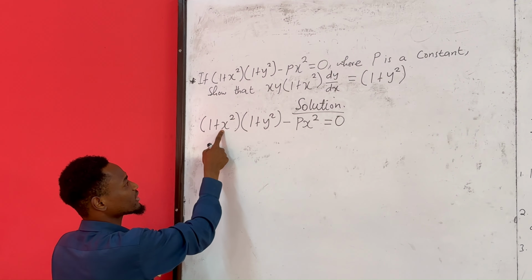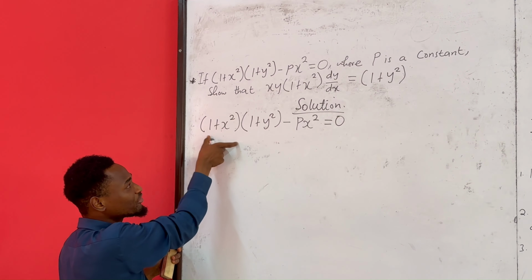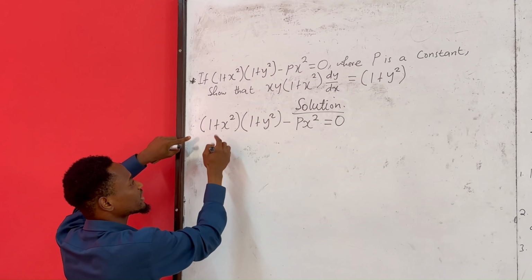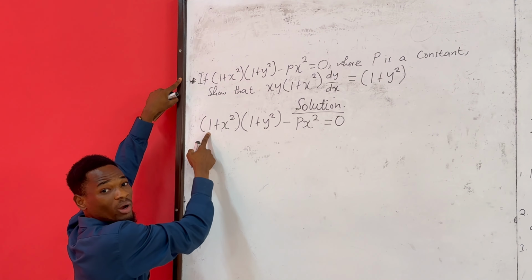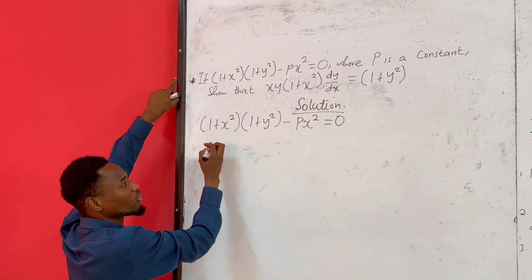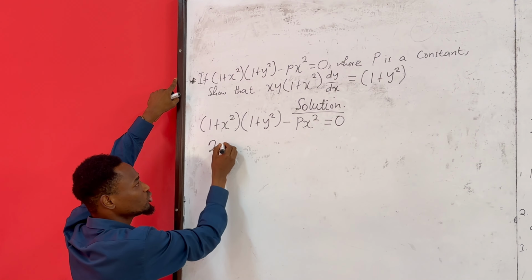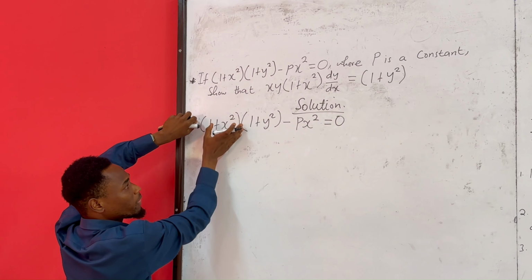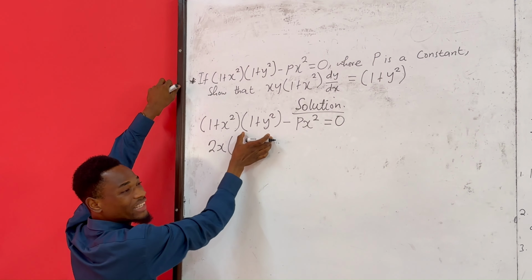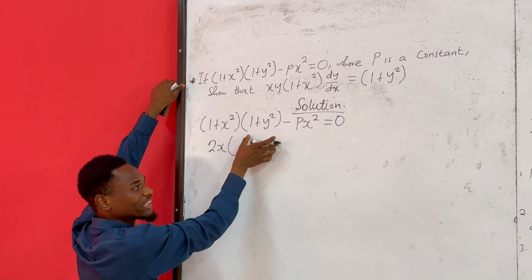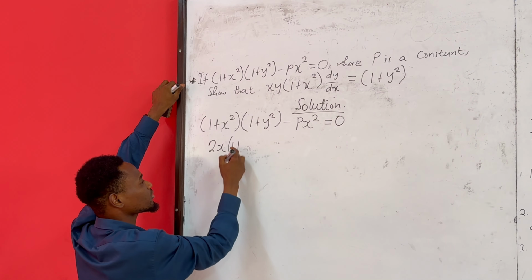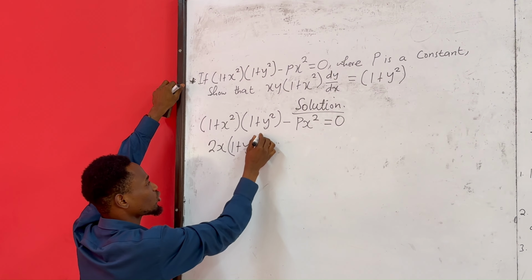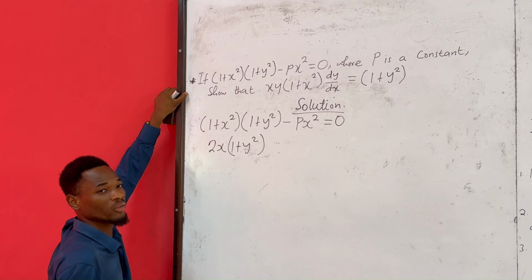I have 1 plus x². So I have to differentiate this. If I differentiate 1, I'll get 0. If I differentiate x², I'll get 2x. Then I'll maintain the second expression, plus 1 plus y².